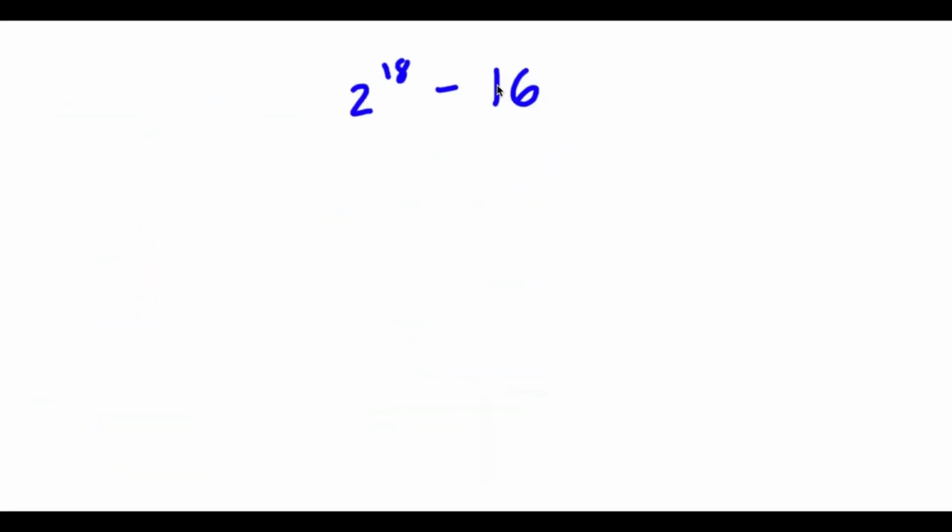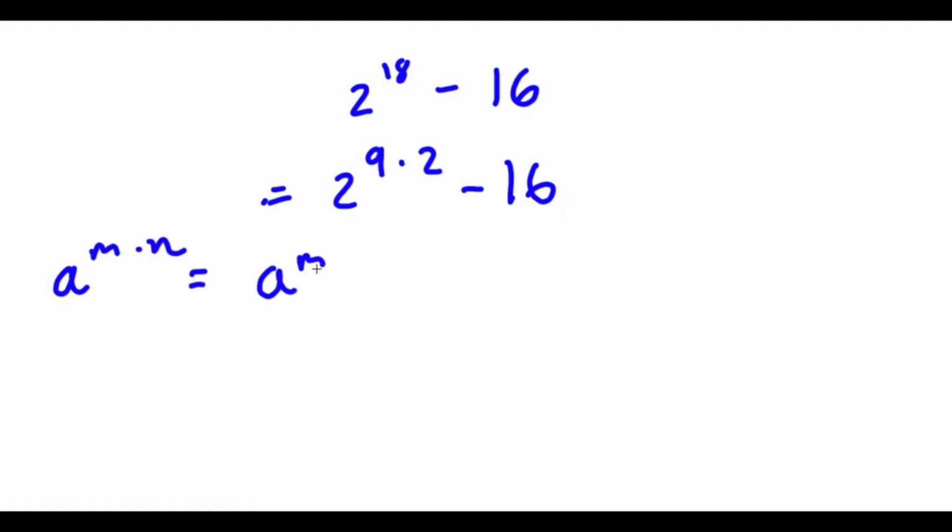Alright, so we have 2 to the power of 18 minus 16. Now, 2 to the power of 18 here is the same thing as 2 to the power of 9 times 2. So now I have 2 to the power of 9 times 2, minus 16. And if I have something in the form a to the power of m times n, this is the same thing as a to the power of m, to the power of n. So 2 to the power of 9 times 2 is going to equal 2 to the power of 9, to the power of 2.